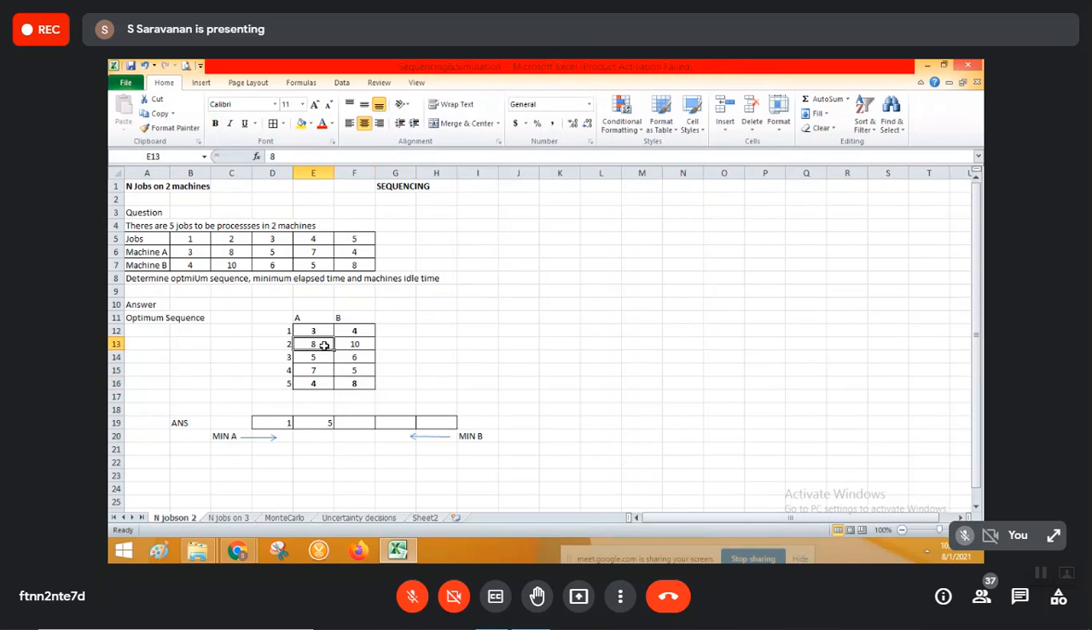Of these 6, 8, 10, 5, 6, 7, 5, which is minimum? We have 2 minimums, one in A machine, one in B machine. Simple. The A machine one should be from the left position, so I will be using 3 here. This is over. The B machine one obviously will be coming from the right hand side, so it will be here, 4. So this is also completed.